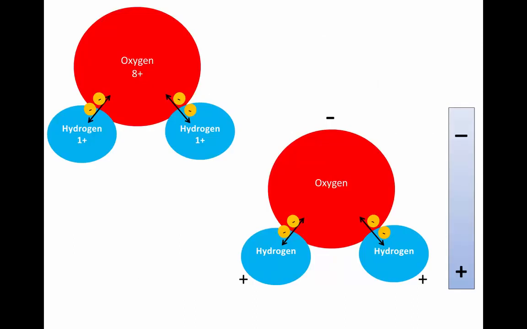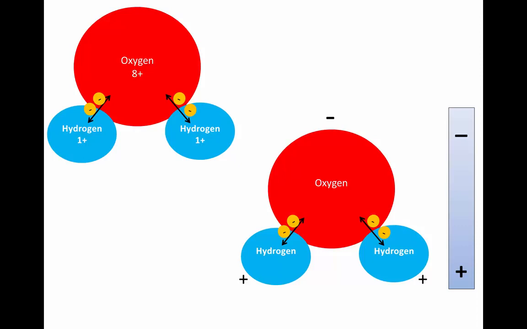Let's take a look at water, which is composed of two hydrogen atoms covalently bonded to one oxygen. There are two pairs of electrons, or two covalent bonds. Oxygen, having 8 protons in its nucleus, has a greater pulling power on those shared electrons than hydrogen, with only 1 proton in its nucleus. Look at it like this. Oxygen is the bully pulling the electrons to its end, and hydrogen is the weakling.